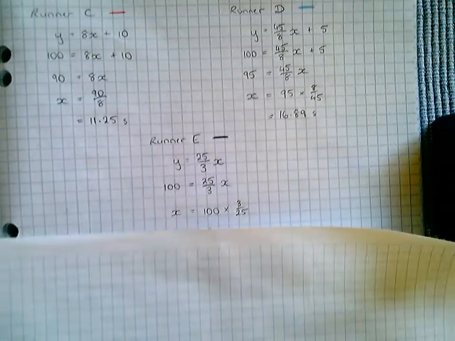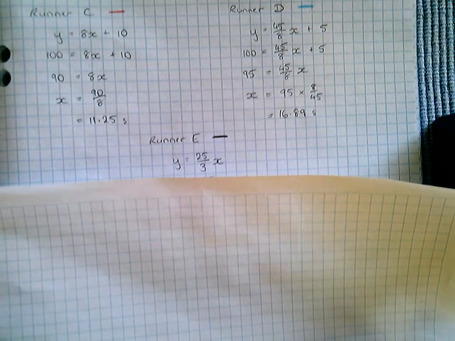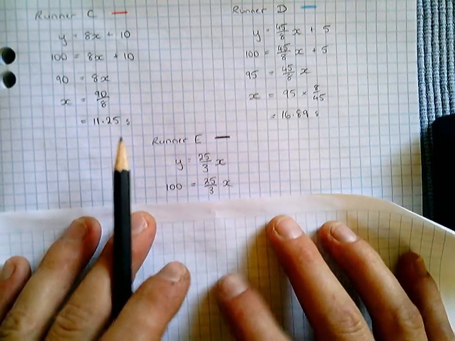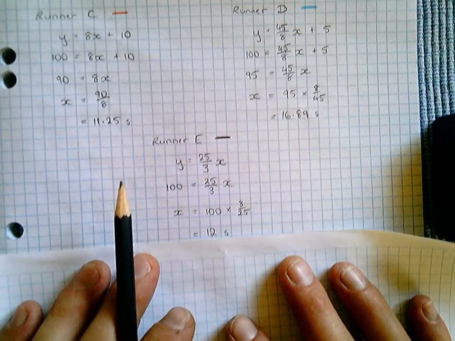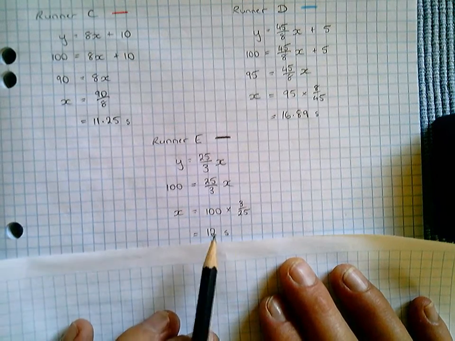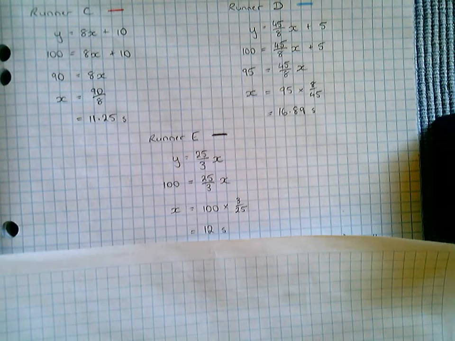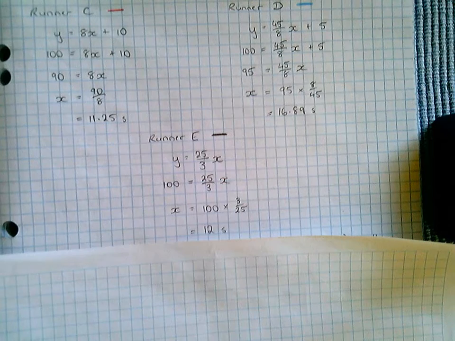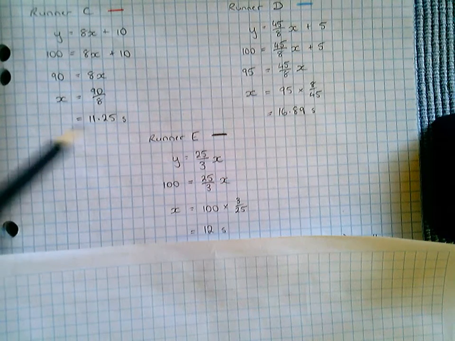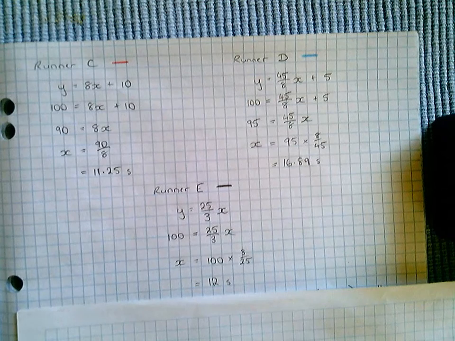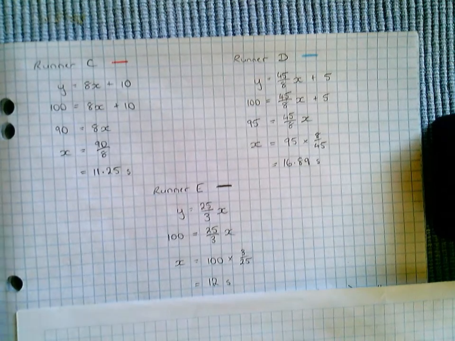And the final one, runner E, this is the easiest substitution. It's the smallest function. Substitution, solution, 12 seconds. So I've now got all of the numbers, or all the times in which I need to compare to determine who is going to cross the line first. And of these, 11.25, which is runner C, is the quickest, or shortest amount of time, I should say.